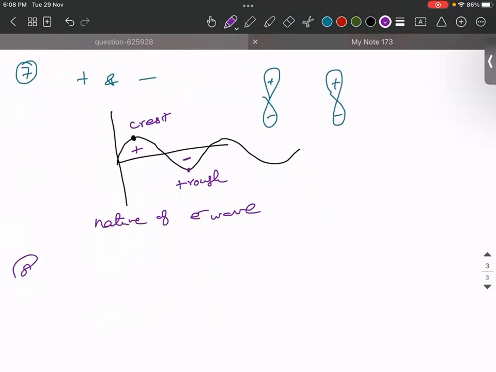Then 8th. So what type of bond will be present in double and triple bonds? You tell me. With this you can answer.